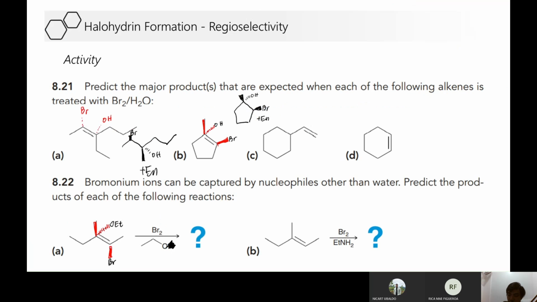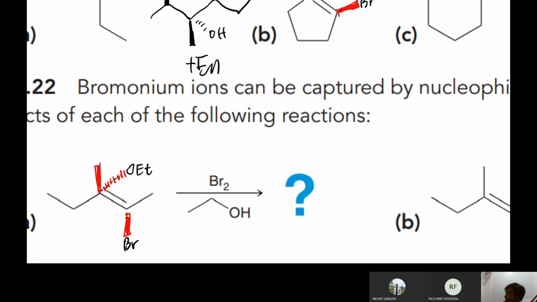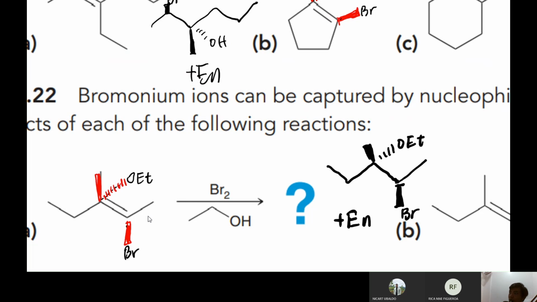Okay, so let's draw that. 1, 2, 3, 4. The Br goes forward. Your OEt is at the back. Then your methyl group will be pushed forward, plus the enantiomer. The OEt can also be on top, with the Br at the back. Okay? That's it.